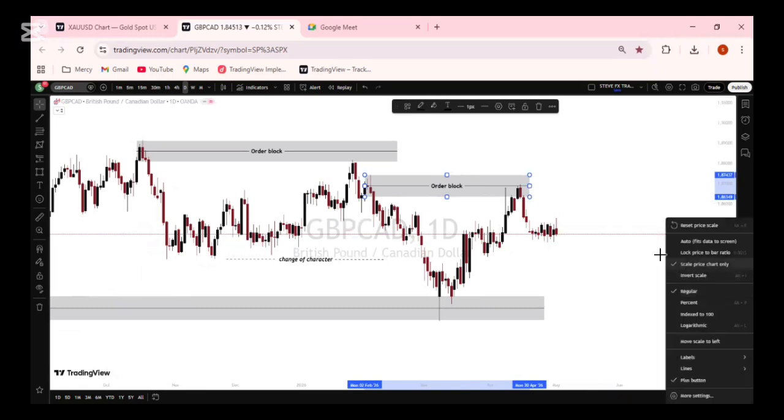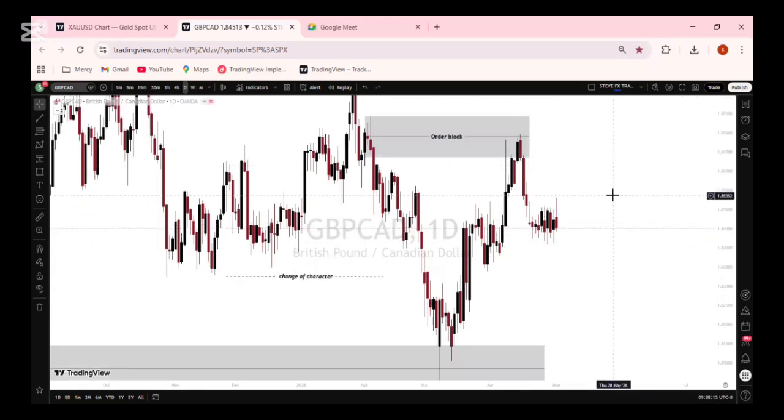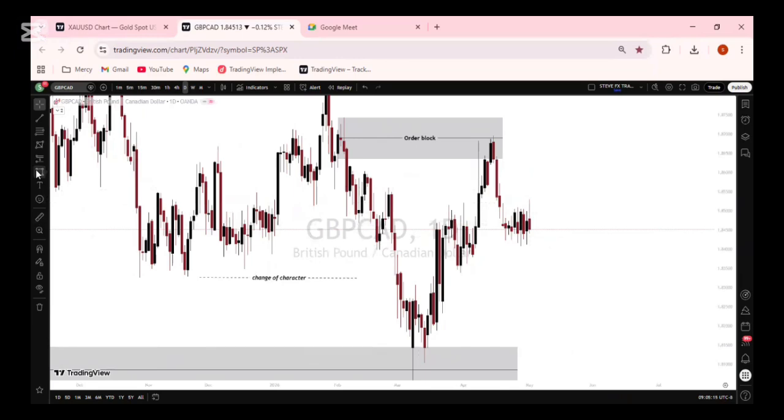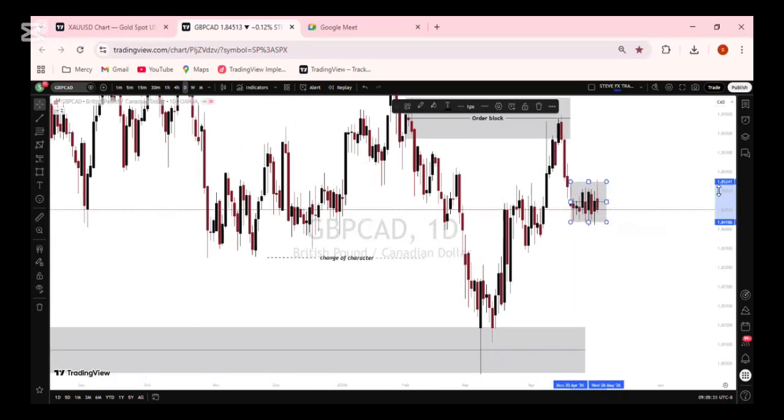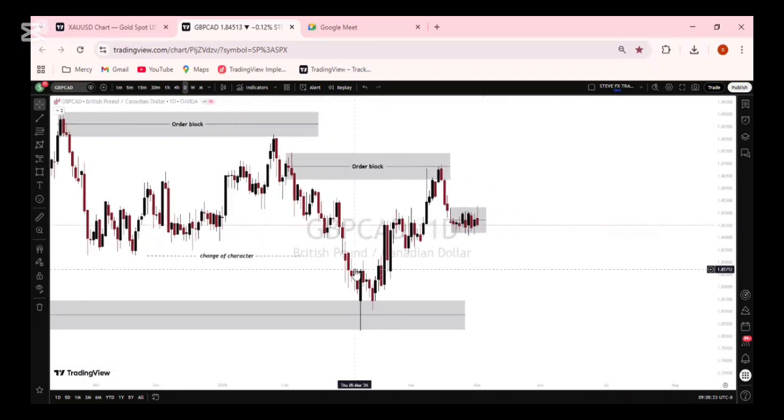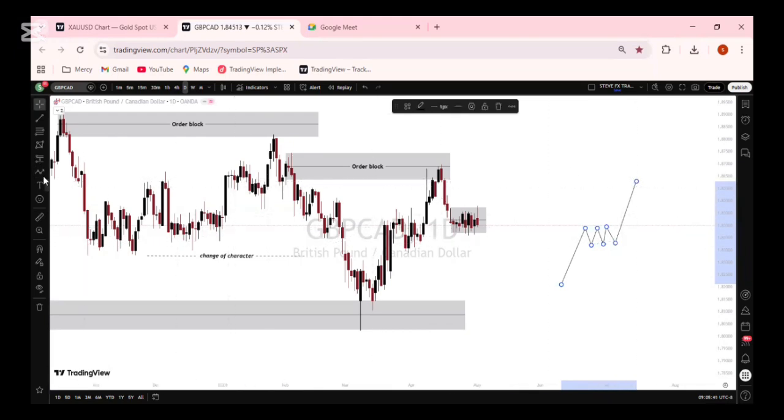So now we are currently having an accumulation around this zone. So in terms of supply and demand, we have what we call the rally base rally. We have a rally, a base, and a rally. All right, that is supply and demand, and also we have the drop base drop.